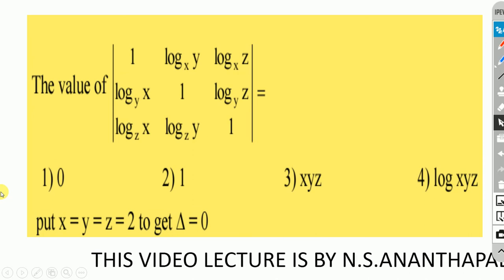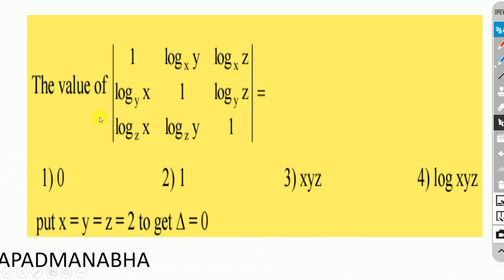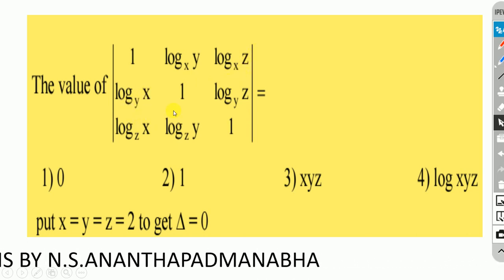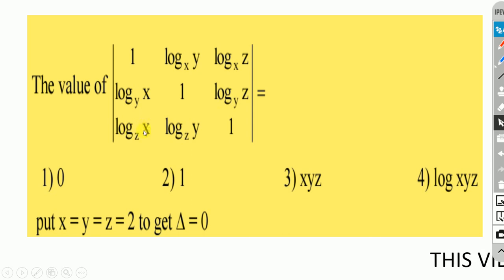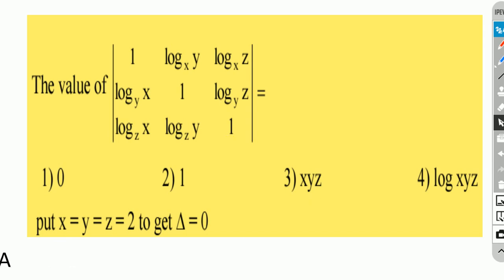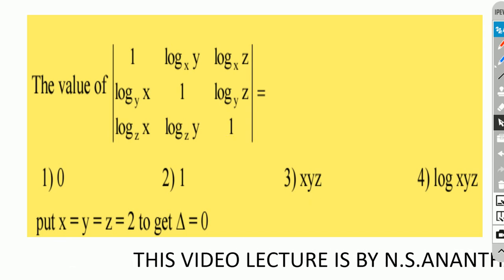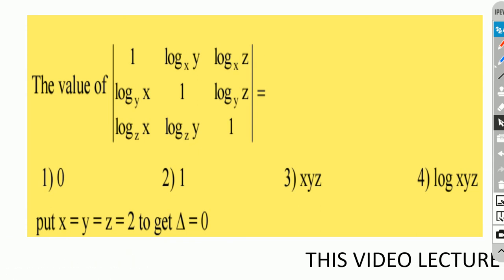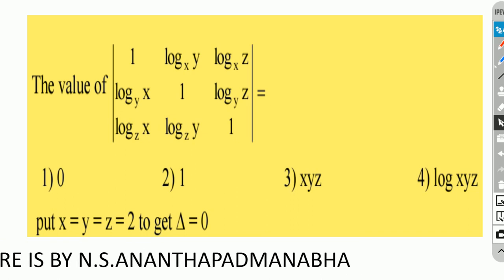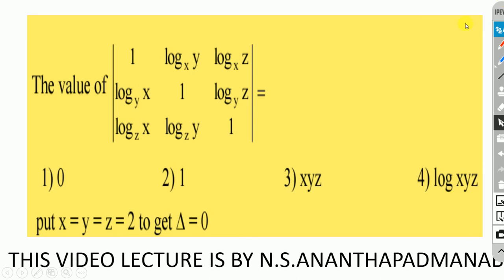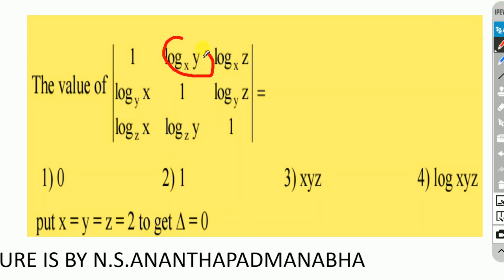The value of the determinant with rows 1, log y to base x, log z to base x; log x to base y, 1, log z to base y; log x to base z, log y to base z, and 1. As we have these variables x, y, z, we can choose some values so that it's easy for me to get the answer. We know that log 1 is 0. If you take x equals y equals z equals 2, this becomes log 1, which will be 0, and this also becomes log 1, which will be 0.